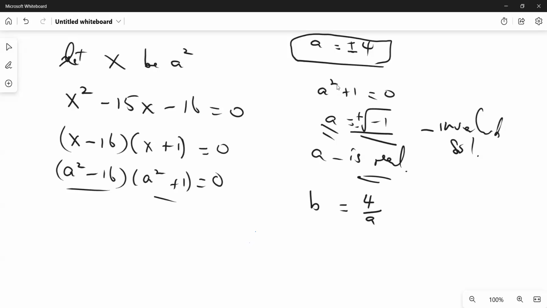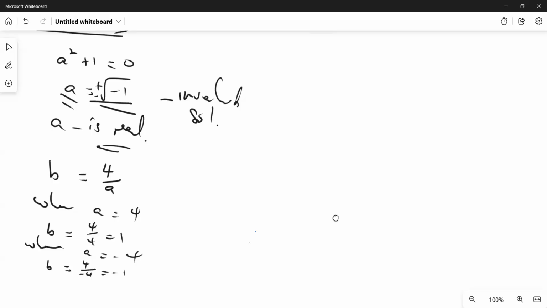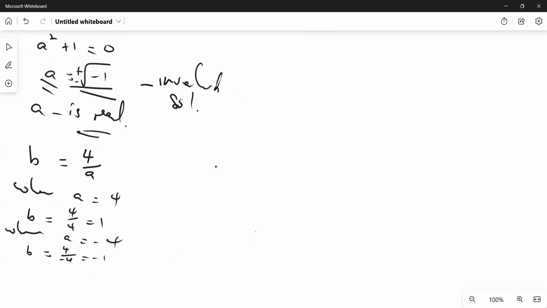Good. So we got B equal to 4 over A, right? And we got A being either +4 or -4, right? So B then, when A equals 4, B will be equal to 4 over 4, which is 1. When A equals -4, B would be 4 over -4, which is -1, right? So you end up with two values.